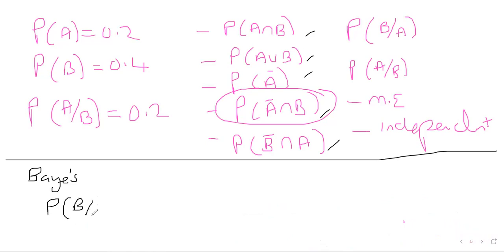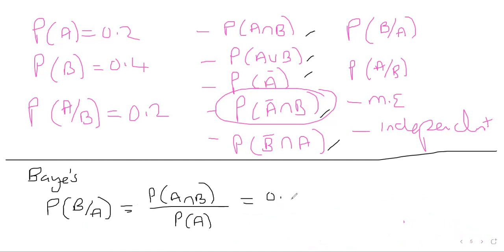B given A. The safest is you start with the denominator. Take this down, A, push it down there. Then on top, intersect the two letters starting with the letter which comes first in the alphabet. Then we already found our A intersection B as 0.08. And here, the probability of A is 0.2. So when we divide that, we get 0.4. So that is how we find our B given A.